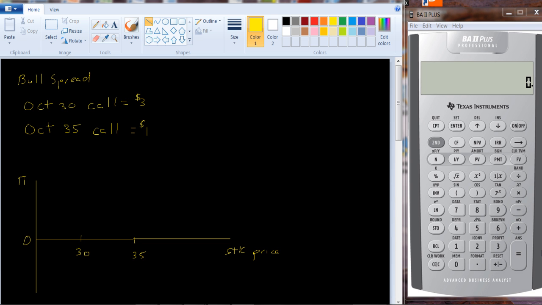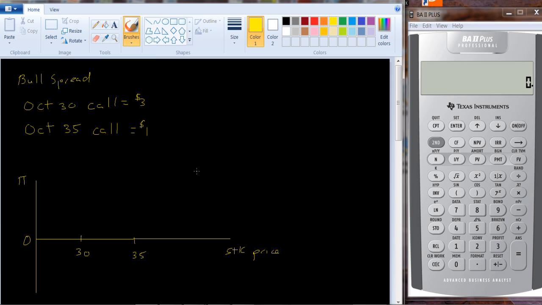And in this case, I've got an example here. I've got a couple of options I've already written down. October 30 call for $3. That is, it expires in October, it has an exercise price of 30, and it has a premium of $3. So if you buy this call option, it'll cost you $3, and that gives you the right but not the obligation to buy the stock at $30 a share. So let's see how that looks here.